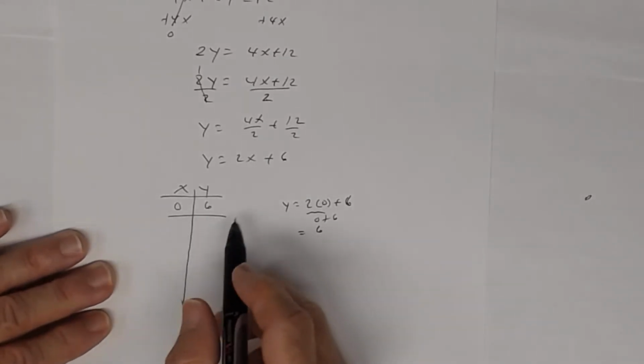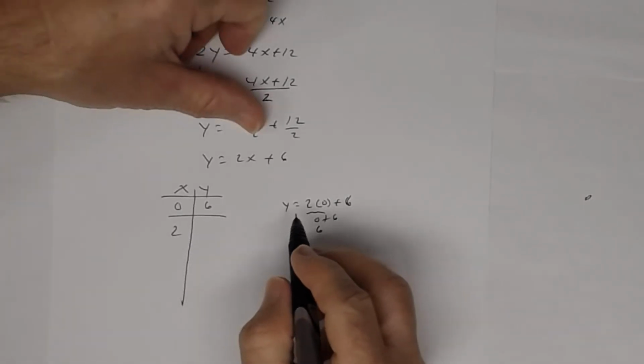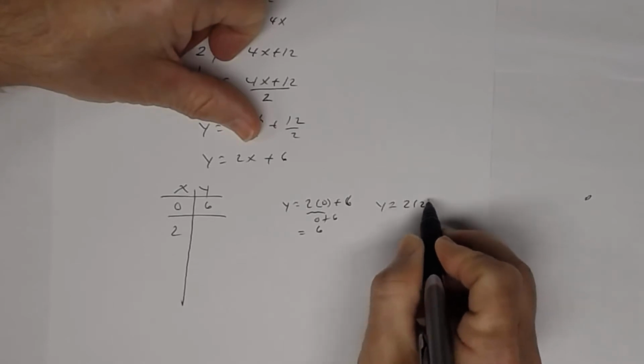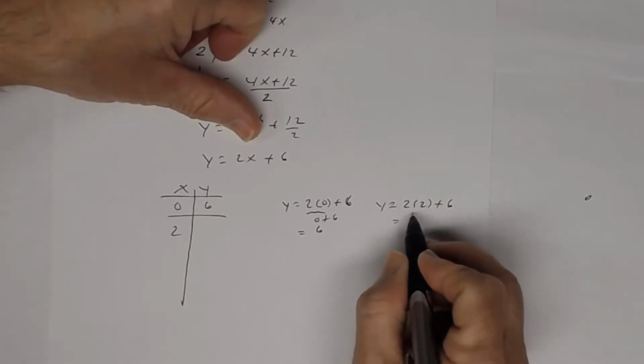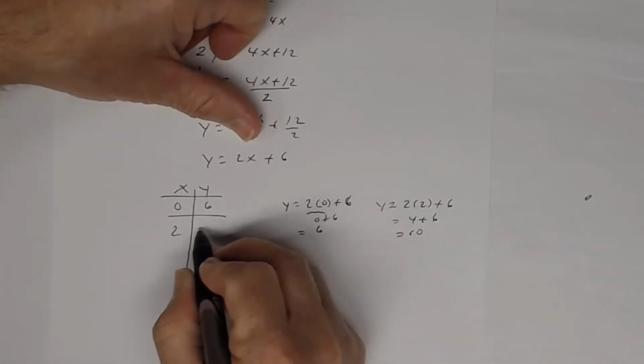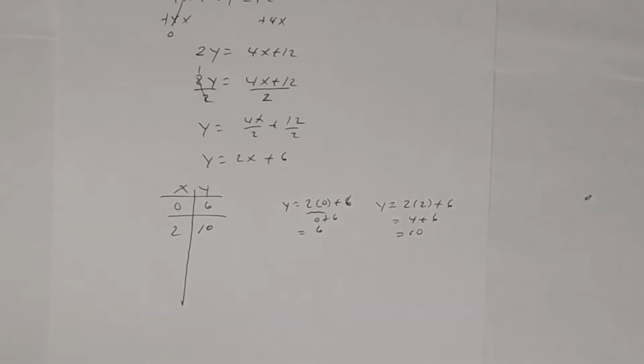All right, so let's pick another one. So let's say x is 2. If x is 2, I get y equals 2 times 2 plus 6. So 2 times 2 is 4. 4 plus 6 is 10. So I get the ordered pair 2, 10. That's going to be a solution, and it's going to lie on the graph.